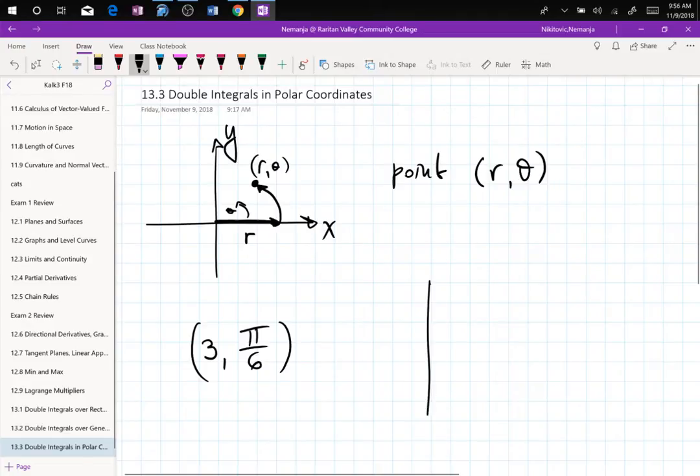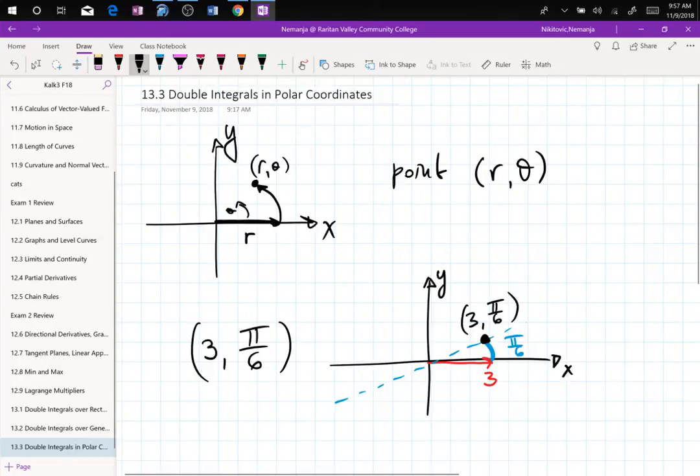The way I would do that is I would first draw the radius. Let me do that red. I'll draw the radius r, which is 3. And then I would go to pi over 6. Now pi over 6 is 30 degrees. So I would swing pi over 6 to reach the point, single point, 3 pi over 6.